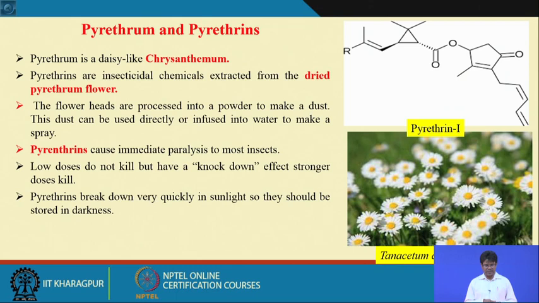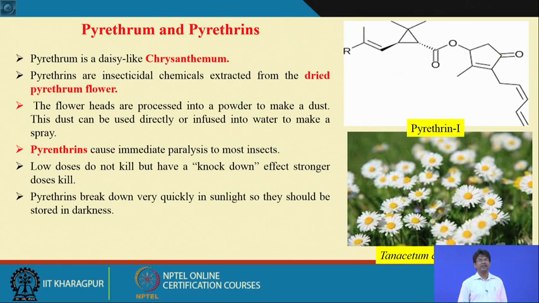These are insecticidal chemicals extracted from dried pyrethrum flowers, that is chrysanthemum flowers. You can see these are the flowers. These are the pyrethrin compounds, produced from the chrysanthemum flowers. The flower heads are processed into powder to make dusts, and this dust can be used directly or infused in water to make a spray. Pyrethrins cause immediate paralysis to most insects. Low doses don't kill but have a knockdown effect, and a stronger dose may kill the insect. Pyrethrins break down very quickly in sunlight, like neem oil, so this also breaks down in sunlight.